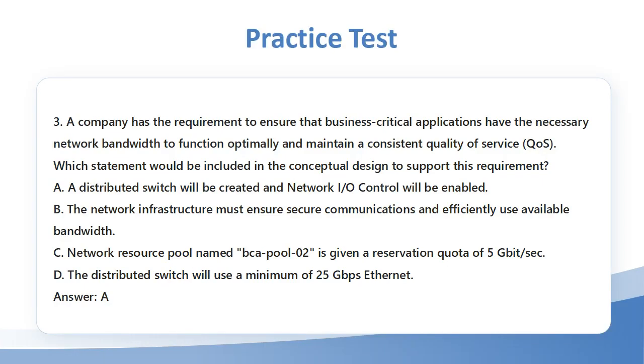3. A company has the requirement to ensure that business-critical applications have the necessary network bandwidth to function optimally and maintain a consistent quality of service (QoS). Which statement would be included in the conceptual design to support this requirement? A. A distributed switch will be created and Network I/O Control will be enabled. B. The network infrastructure must ensure secure communications and efficiently use available bandwidth. C. Network resource pool named BCA Pool 02 is given a reservation quota of 5 gigabits per second. D. The distributed switch will use a minimum of 25 gigabits per second Ethernet. Answer: A.